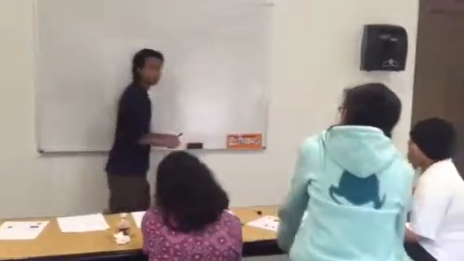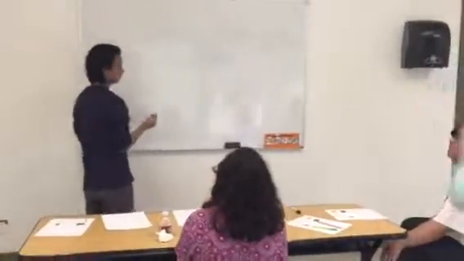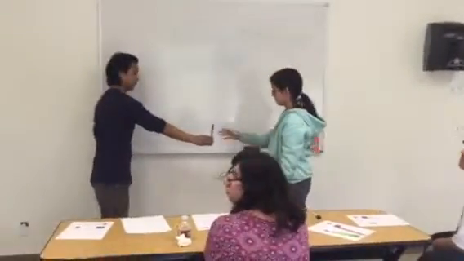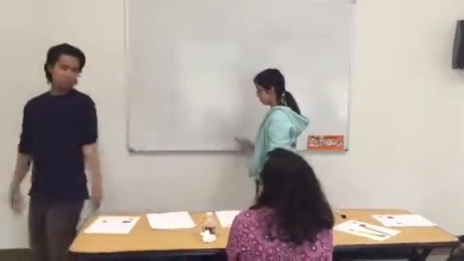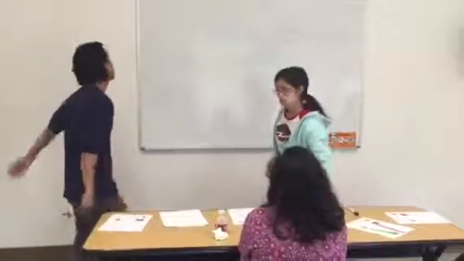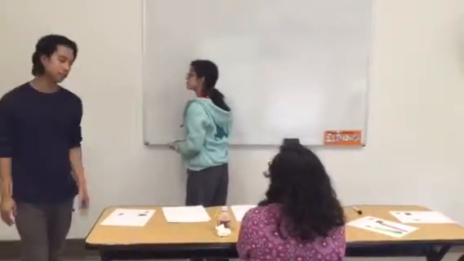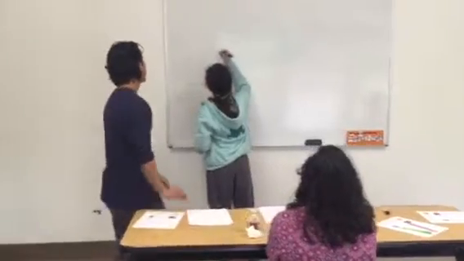Okay, someone give Riley a fraction. Sure. Easy, medium, or hard? Whatever you want to give her. 48 over 90. 48 over 90. He said 48, so let's go with 48.